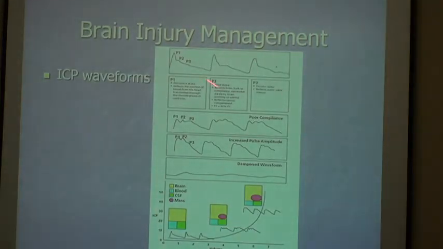So here's our ICP. This is a nice, normal-looking ICP waveform. You have a P1, that's your systolic pressure, and P2 is the brain bulk, and then P3 is the closing of the aortic valve. So this is nice and normal. You've got a systolic pressure.